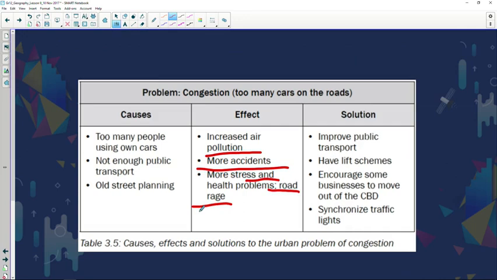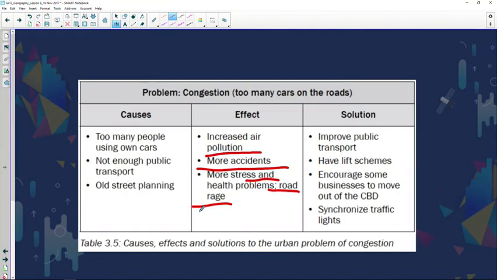Now, obviously, there's solutions for it. Improve our public transport system. I mean, how many people can fit on the bus? Probably 20, 30 people. Immediately, one bus eliminates 30 to 40 cars. Okay, use lift schemes, for example. Carpooling, that's how it works in America. Why do people need to drive their own car? Let's take turns and carpool together, drive together to work.